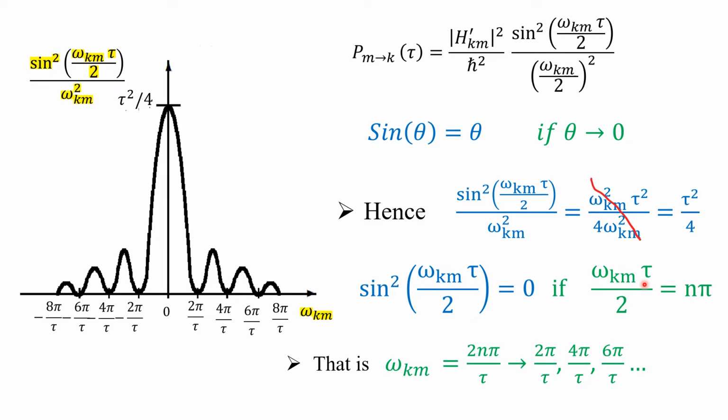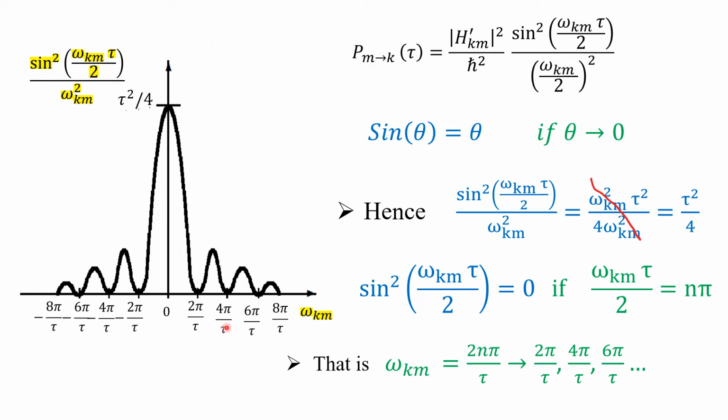Then what is omega km? You bring the tau and 2 to the other side, the right hand side. This will become 2n pi over tau. So omega km is equal to 2n pi over tau. If n is equal to 1, this will be 2 pi over tau. When n is equal to 2, it is 2 into 2, 4 pi over tau. If n is equal to 3, then 2 into 3, 6, you will get 6 pi over tau. So that's what we have.